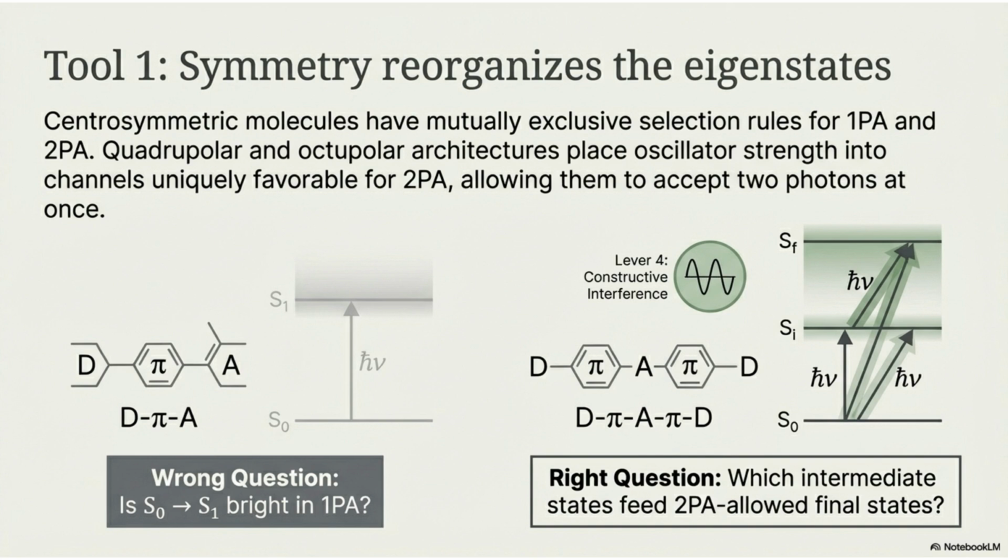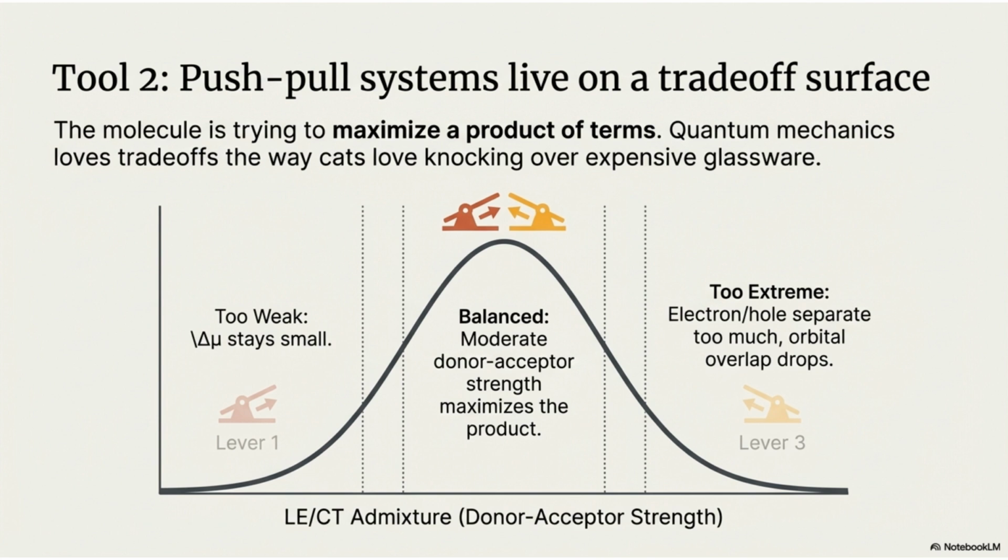Symmetry reorganizes the eigenstates. Centrosymmetric molecules, such as those with quadrupole and octupole architectures, can place oscillator strength into channels uniquely favorable for 2PA, utilizing lever 4, constructive interference. Push-pull systems operate on a trade-off surface. Maximizing the 2PA amplitude requires a balance of donor-acceptor strength to maximize the product of the transition dipole and charge redistribution terms, balancing lever 1 and lever 3.